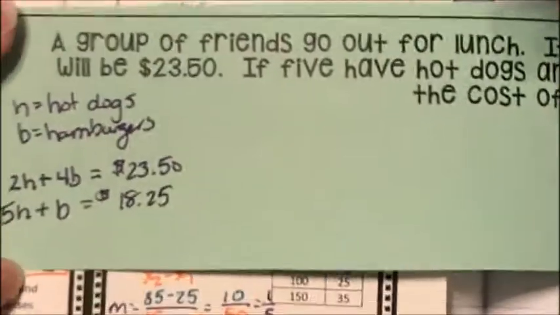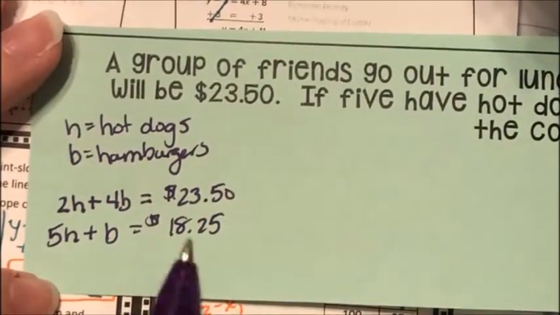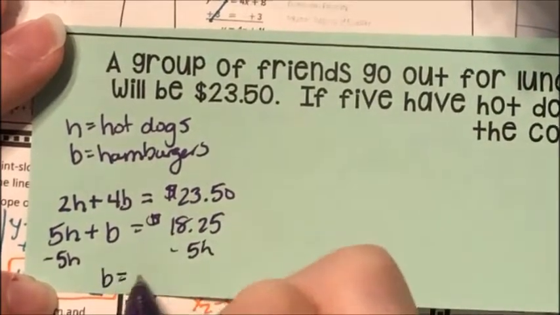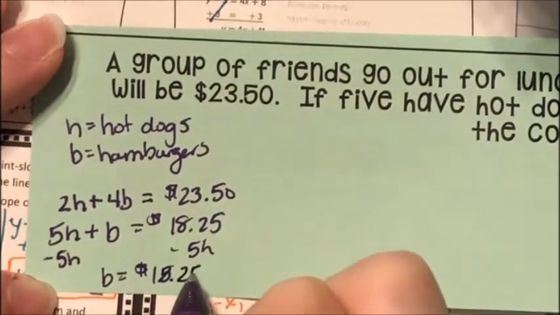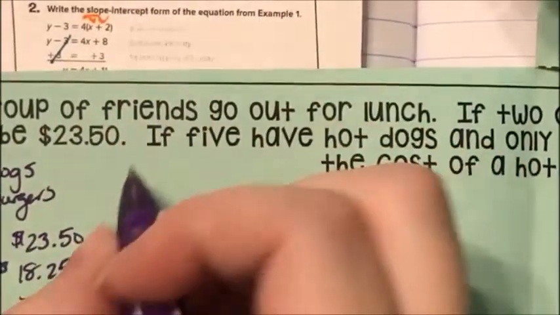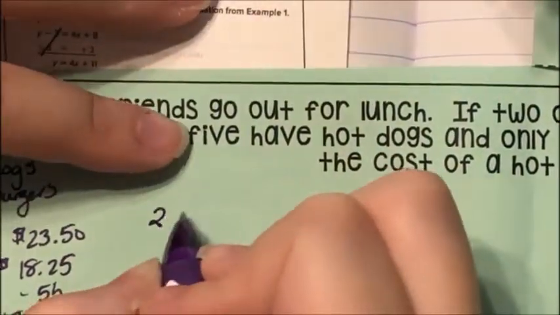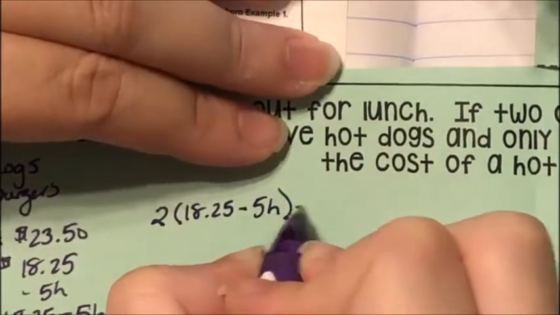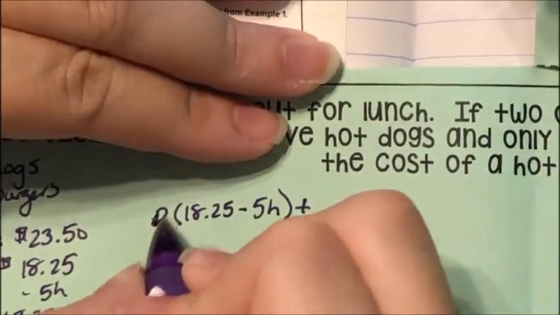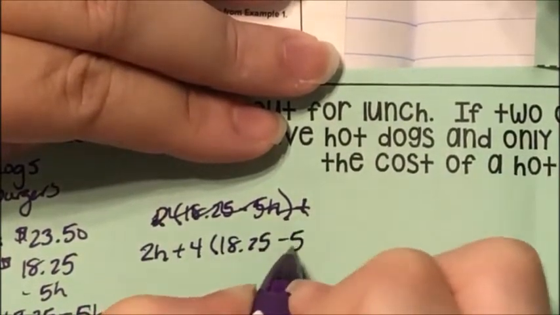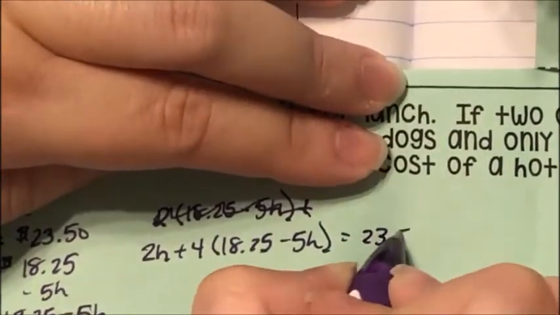So that's the first thing, I've got 2 equations. I'm going to solve this equation for B. So that means I have to subtract 5H from this side. So B equals 18.25 minus 5H. I'm going to take that and substitute it back into my equation. So I get 2H plus 4 times 18.25 minus 5H equals $23.50.